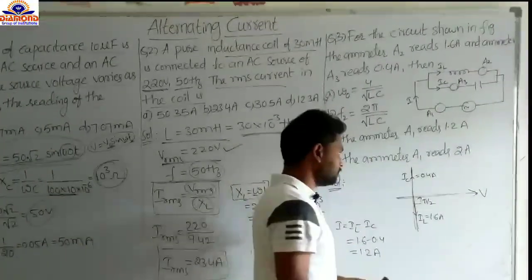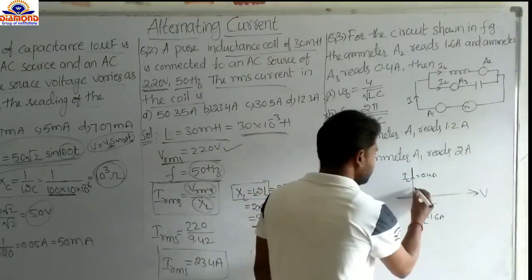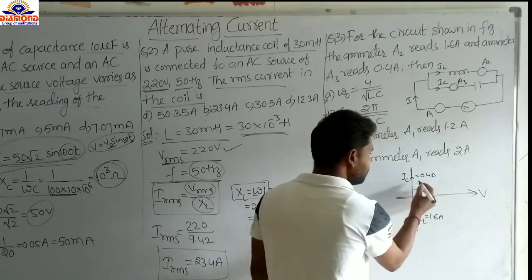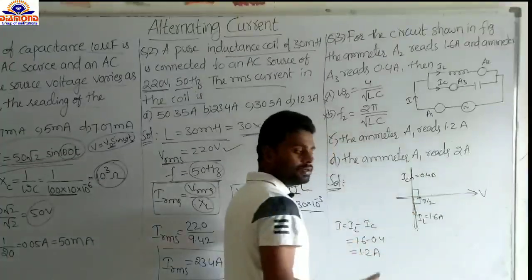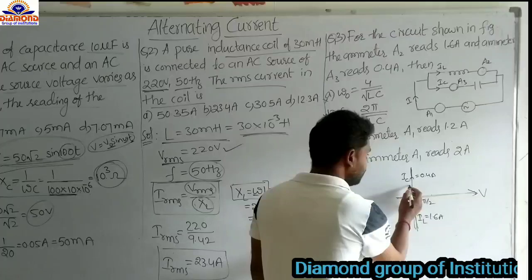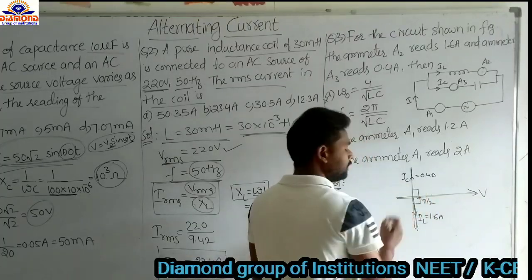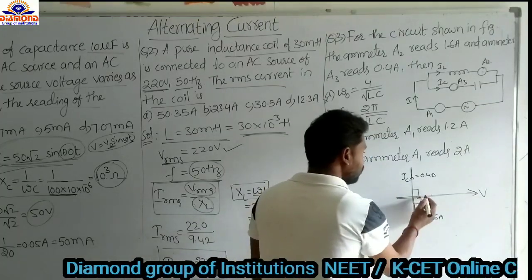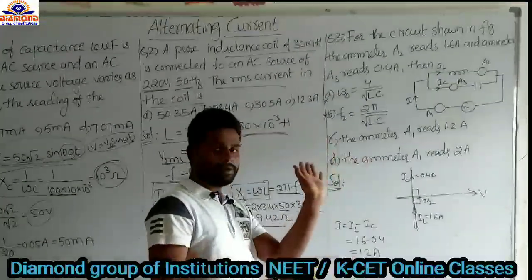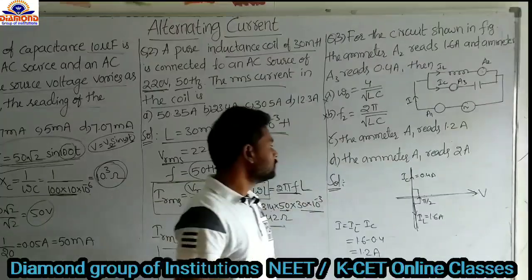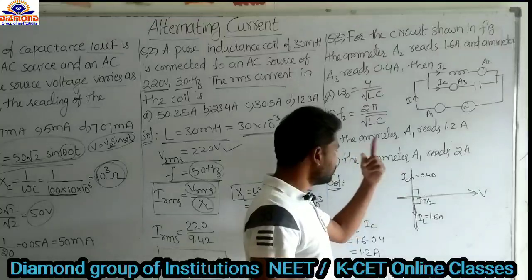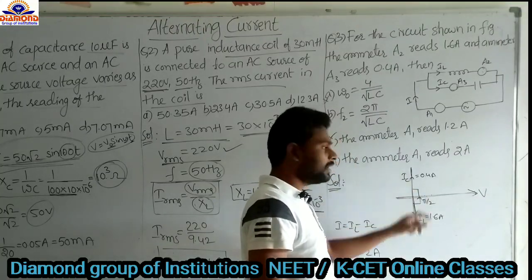And next, capacitive circuits. In capacitive circuits, see here, the current leads the voltage by pi by 2. Above means leading, below means lagging. So in the capacitive circuit, the current is leading the voltage by pi by 2, or the voltage is lagging the current by pi by 2. If it is above, leading; if it is below, lagging. So in the inductive, the current is lagging by pi by 2. In the capacitive, the current is leading by pi by 2.